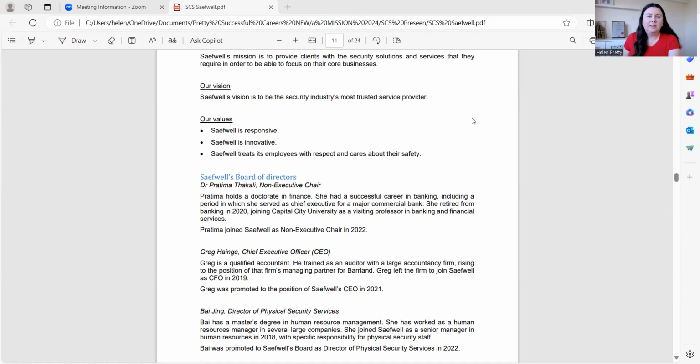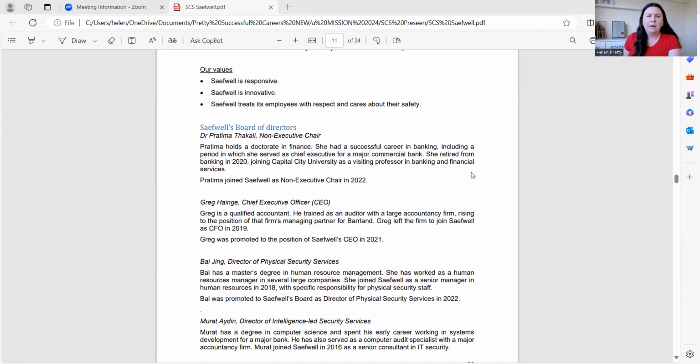Greg is our Chief Executive Officer, CEO, Greg Hange. Greg is a qualified accountant. He trained as an auditor with a large accountancy firm, rising to the position of that firm's managing partner for Barland. Greg left the firm to join Saefwell as CFO in 2019. Greg was promoted to the position of Saefwell's CEO in 2021.